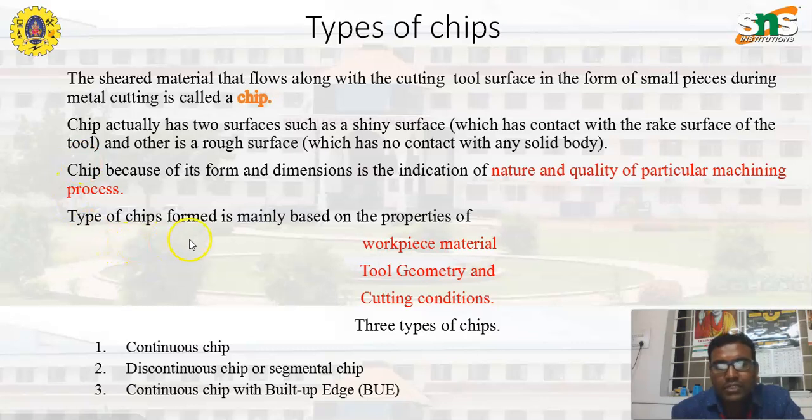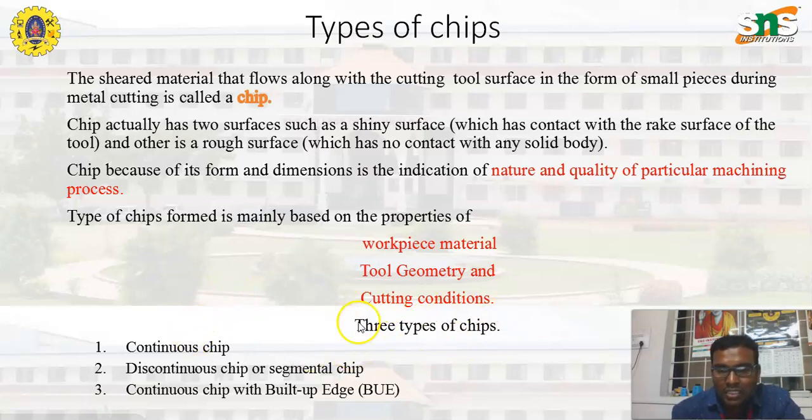The types of chips produced during the machining process mainly depend upon different properties, such as what type of workpiece material we are going to machine. The second major criterion is the tool geometry, that is, what types of tool geometry we employ during the machining process. And then there are the cutting conditions, that is, what cutting conditions we select. These three are the major criteria through which the types of chips vary.